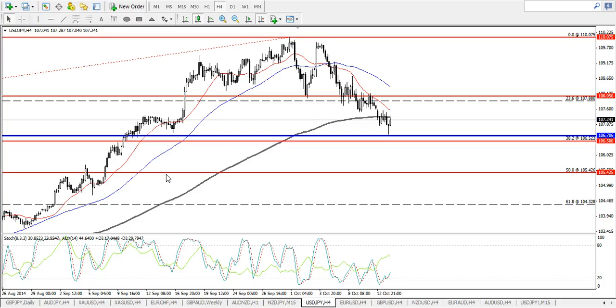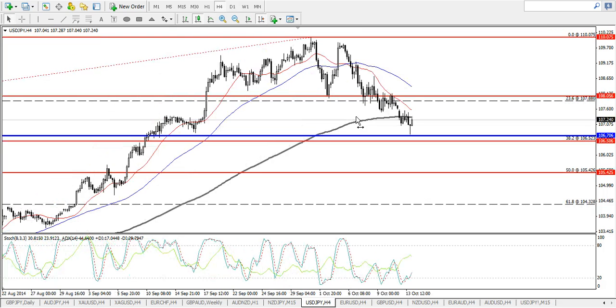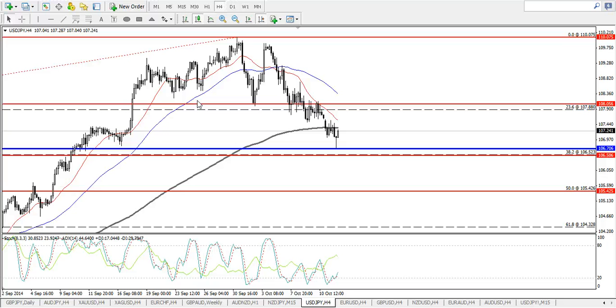So today is a Tuesday, 14th of October. We're going to go through a few currency pairs right here. Firstly, let's start off with the dollar against the Japanese yen. So this is the 4-hourly chart.